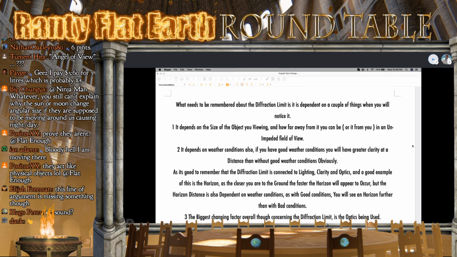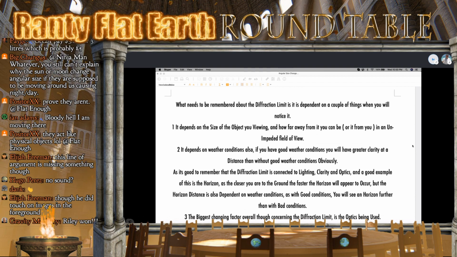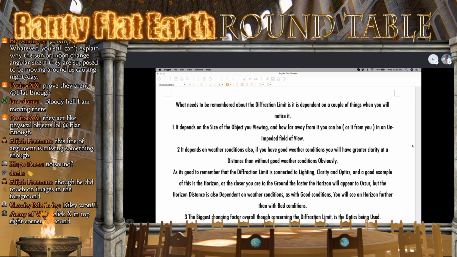What needs to be remembered about the diffraction limit is that it depends on a couple of things when you will notice it. One, it depends on the size of the object you're viewing and how far away from it you can be, or it from you, in an unimpeded field of view. Two, it depends on weather conditions also. If you have good weather conditions, you will have greater clarity at a distance than without good weather conditions, obviously. It's good to remember that the diffraction limit is connected to lighting, clarity and optics.